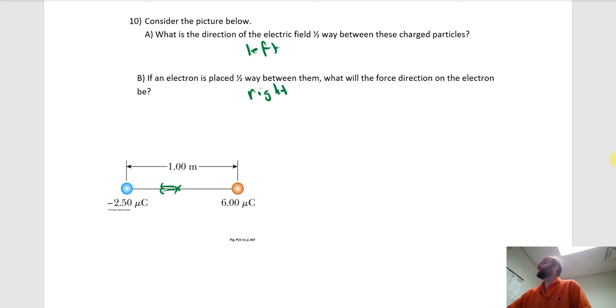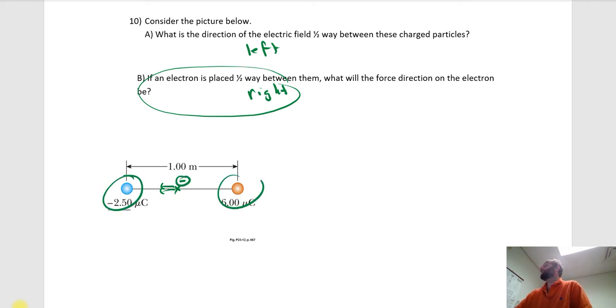I would expect that you could answer this one though. If you put a negative charge halfway between them, it will be repelled by this, attracted to this. Definitely the force will be to the right on that electron. I guess that's a question I would definitely feel okay about putting on that final.